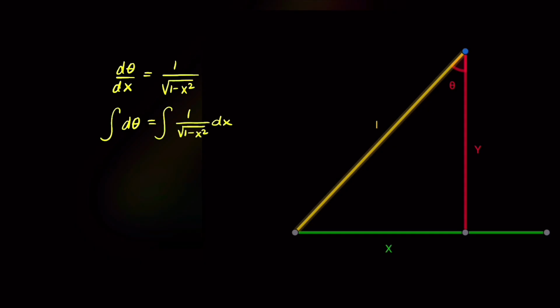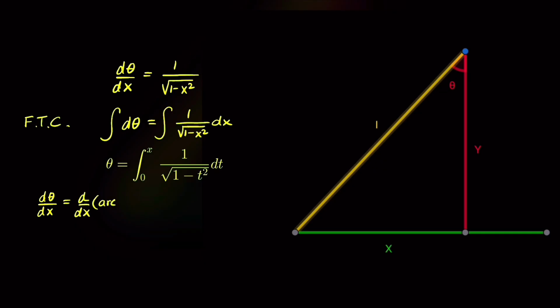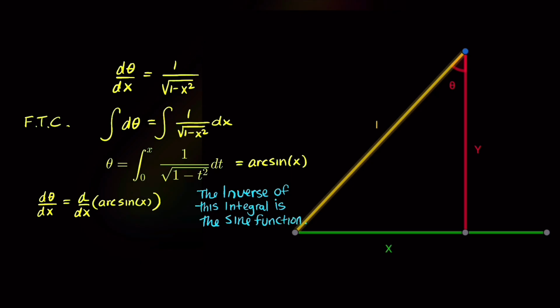Integrating both sides will allow us to calculate the arc length through the fundamental theorem of calculus. And this integral leads to d theta dx being equal to the derivative of the arc sine of x. So theta equals the arc sine of x. In other words, the inverse of this integral is the sine function.